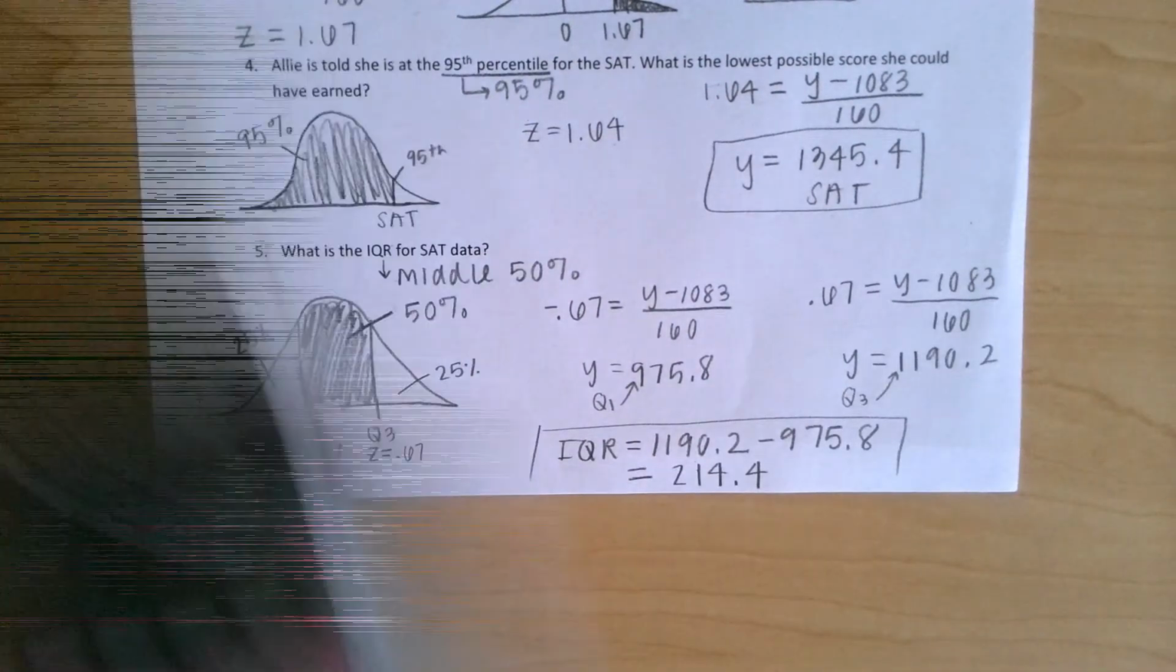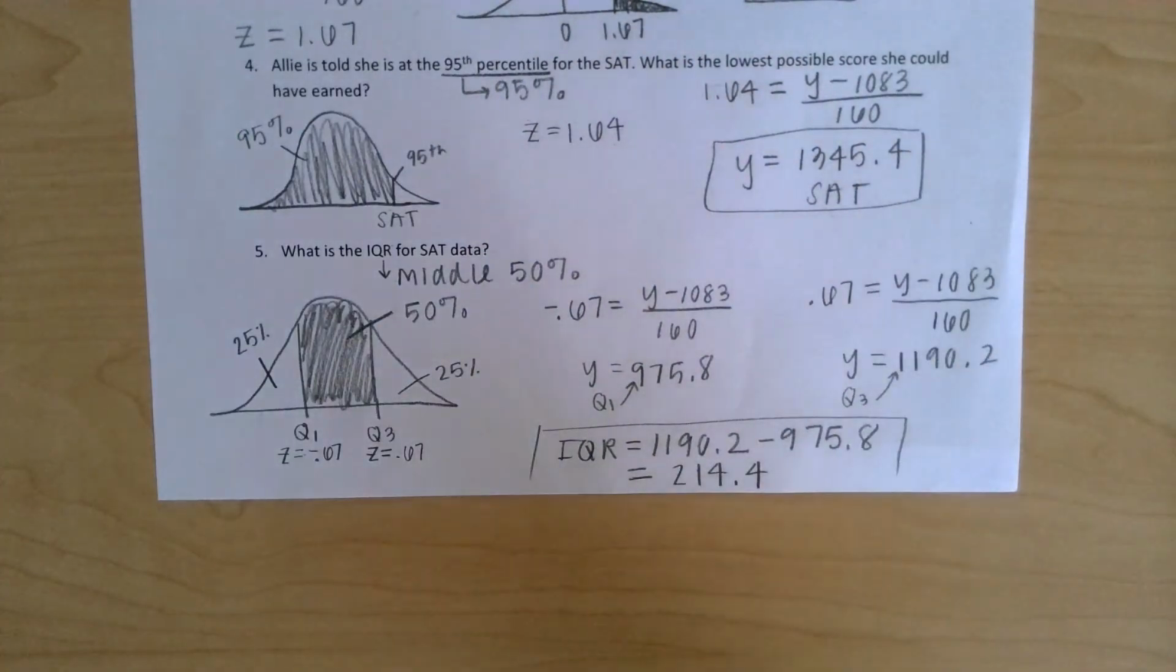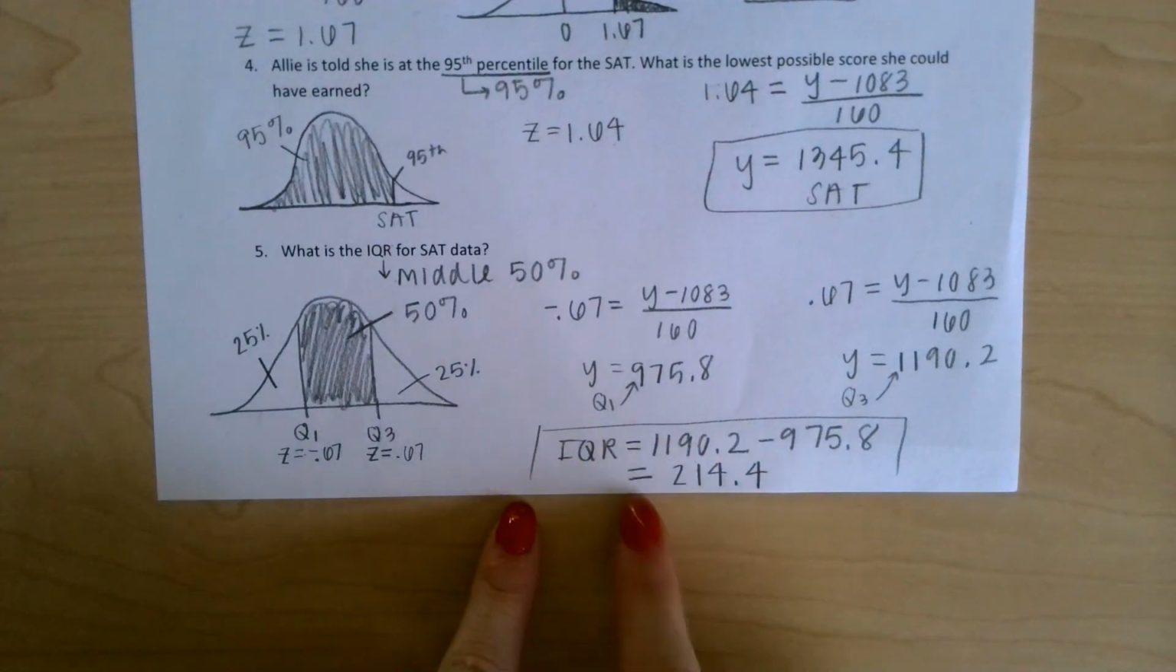So definitely a little bit of a trickier problem there for number 5. I like it though because it does kind of combine everything we've learned about normal models along with a little bit from our first part of outcome 1 where we talked about that IQR.